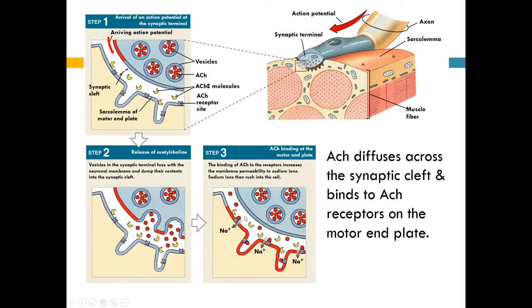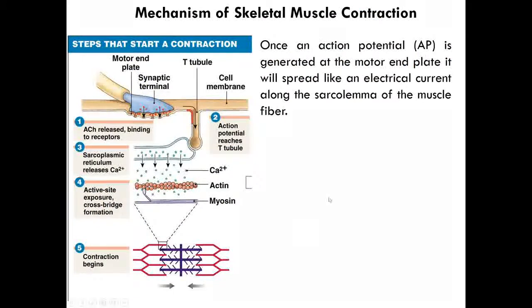Then after that, we can see that acetylcholine molecules will bind to the receptor site of the postsynaptic membrane. Acetylcholine diffuses across the synaptic cleft and binds to the acetylcholine receptors of the motor end plate. Over here, we can see these are the receptors, purple color things, which are binding with the acetylcholine molecules. Now, once an action potential is generated at the motor end plate, it will spread like an electrical current along the sarcolemma of the muscle fiber, obviously.